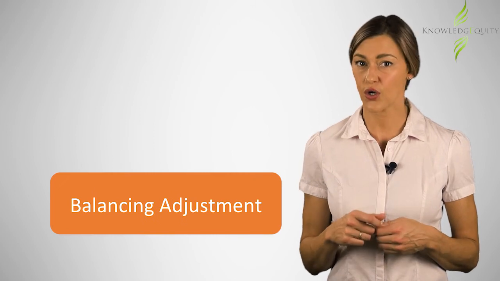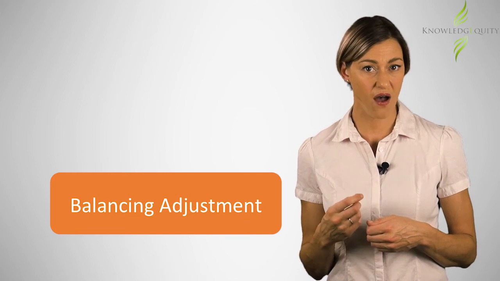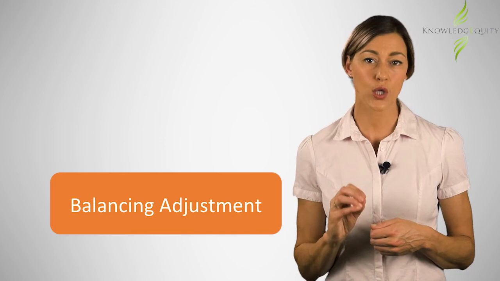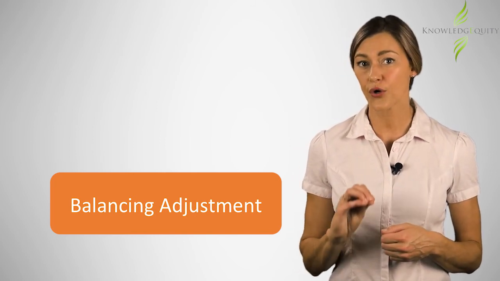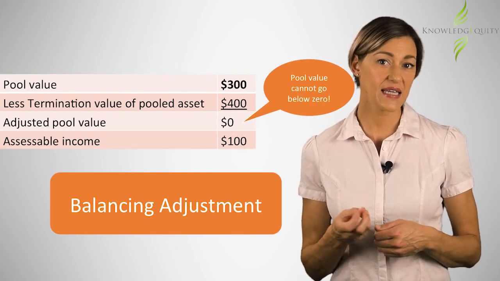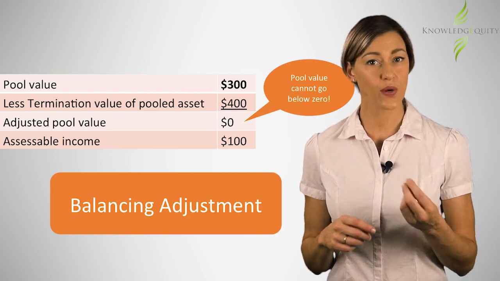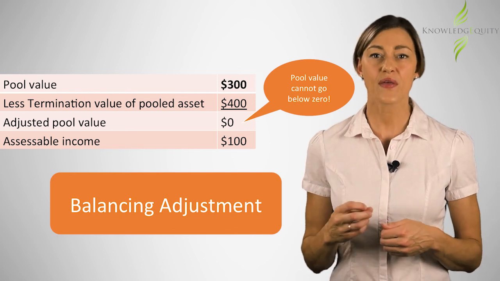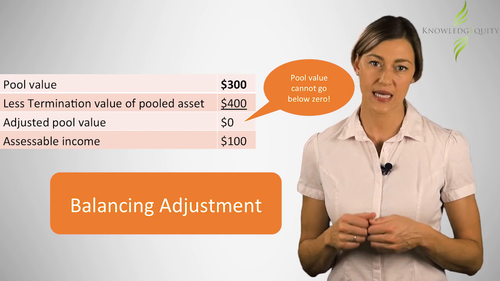We must also not forget that if a balancing adjustment event occurs in respect of a pooled asset, under Section 40-445, we subtract the taxable use percentage of the termination value from the closing pool balance. However, the balance of the pool cannot go below zero. Any excess value will be assessable income. So for example, if the pool value is $300 and the termination value of a pooled asset is $400, then the pool will be reduced to zero and the $100 excess amount will go to assessable income.